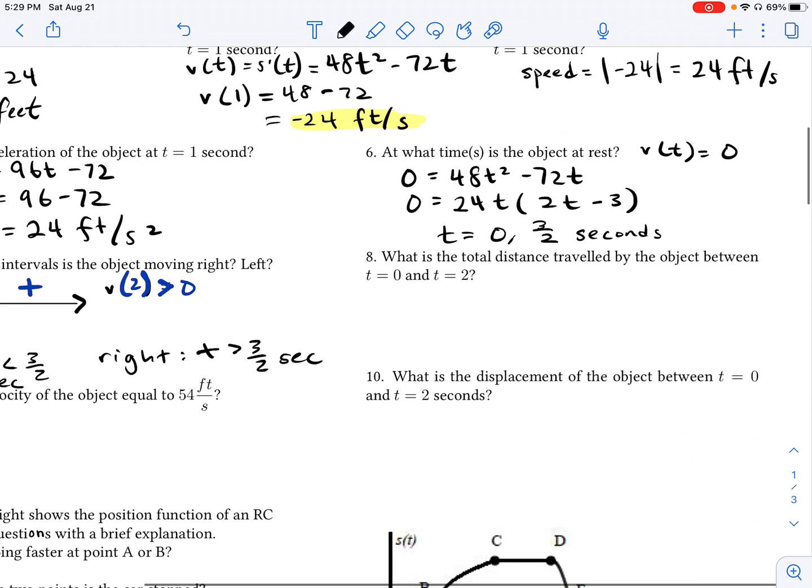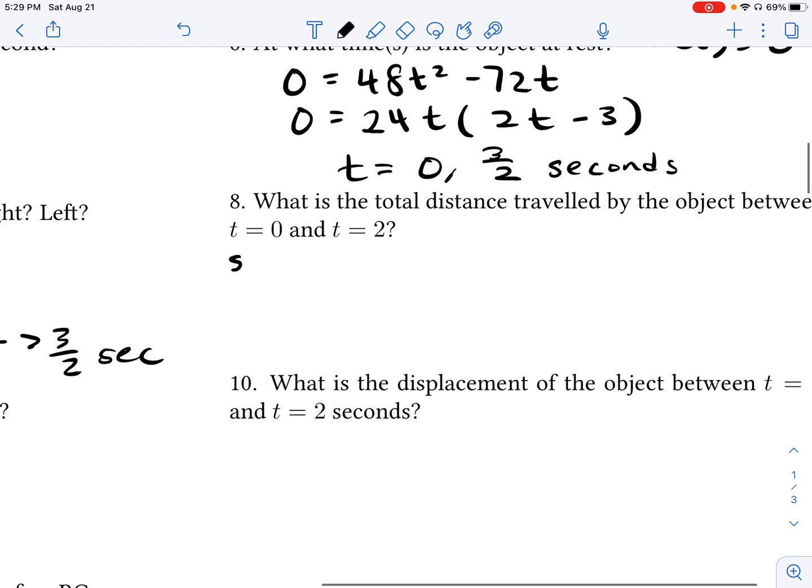Well, now let's find the total distance. Well, let's think about this for a second. First off, we want to start with our initial position. So what was the initial position of our function? If we plug 0 into our function, I believe we said we got 24 feet. So if you think of a number line, we can say that we started out at a location of 24 feet from 0, okay?